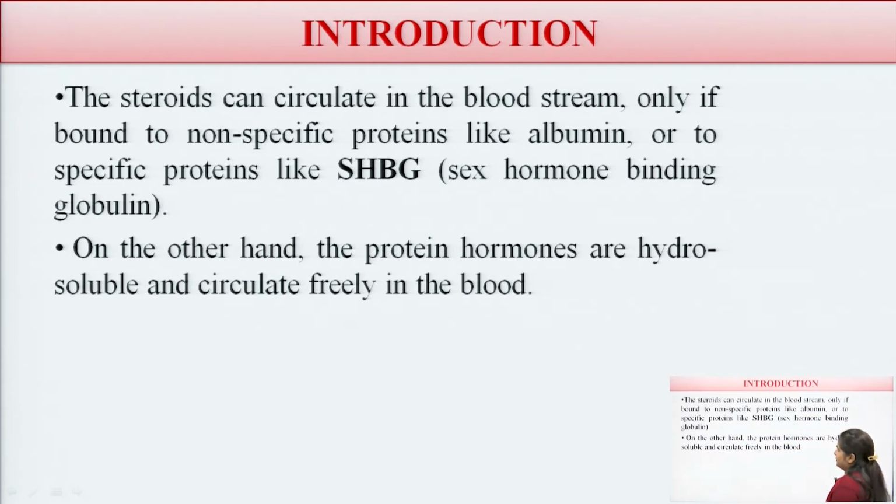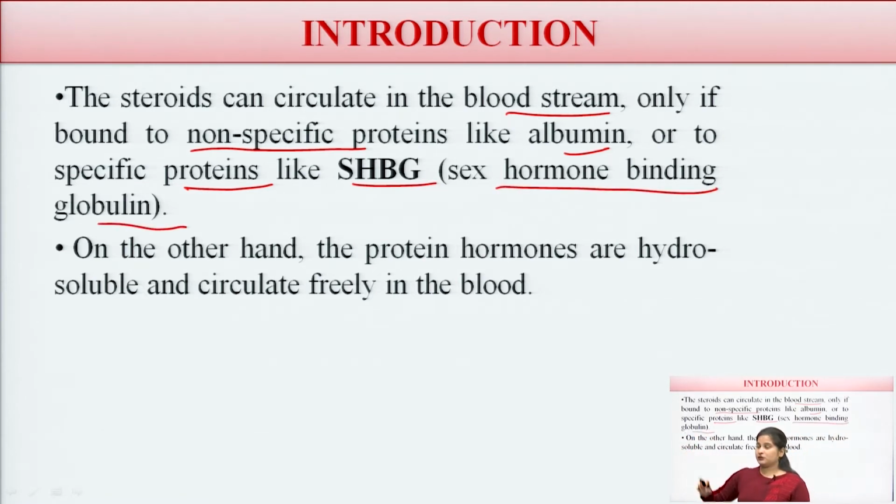The steroids can circulate in the bloodstream only bound to non-specific proteins like albumin, or to specific proteins like SHBG. What is SHBG? It is sex hormone binding globulin. On the other hand, the protein hormones are hydrosoluble and circulate freely in the blood.